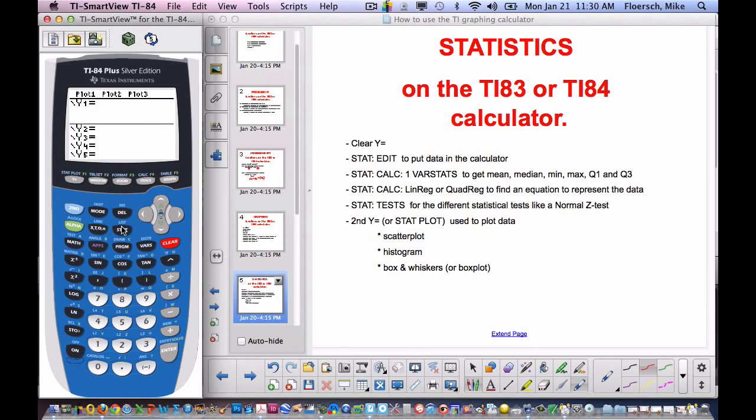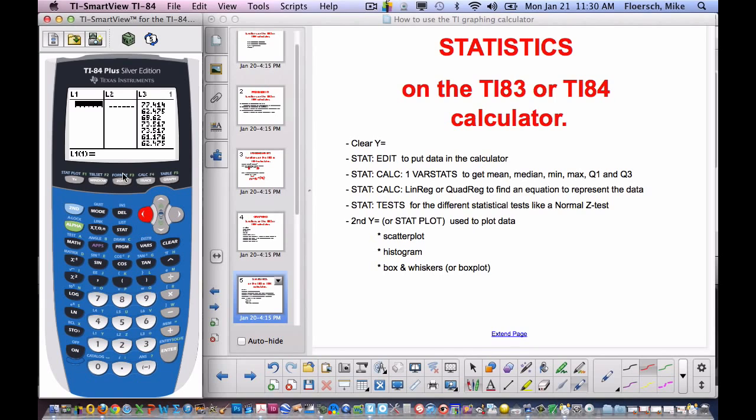Now I'm going to do stat, edit, number 1, and I'm going to type in, oh, I have stuff in my calculator. So what I want to do is I'm going to go up here and hit clear, not delete. I'm going to highlight L1, hit clear, not delete, and come down. When I do that, it clears out the cells. Go over here to L2, hit clear, not delete, come down, and it clears out the cells.